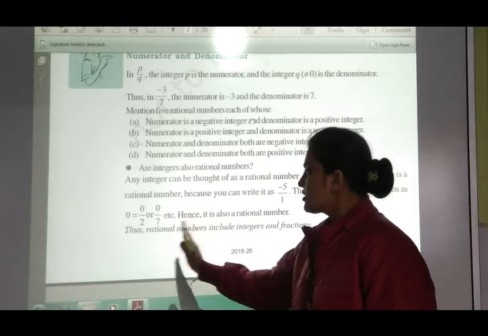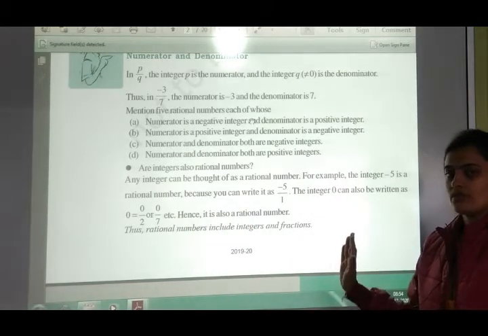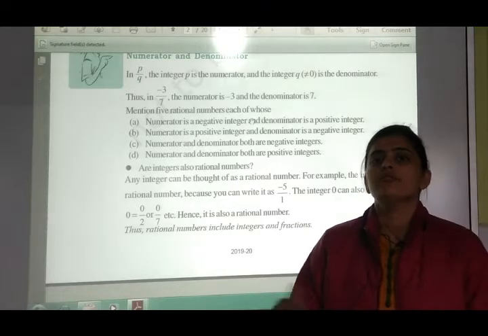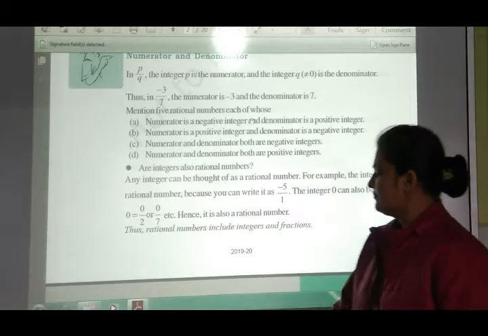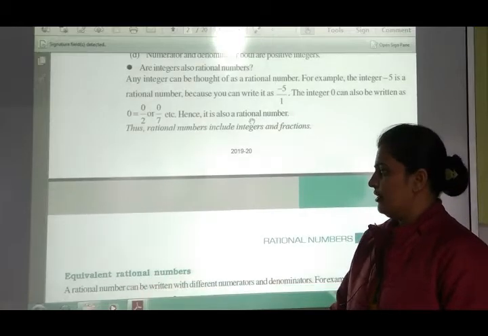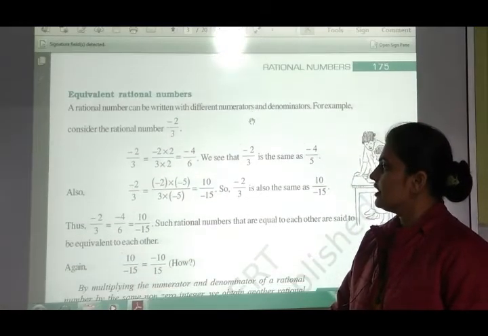Thus rational numbers include integers and fractions. A question can be asked whether integers are rational numbers or not. Then yes, integers are rational numbers. Now the next topic is equivalent rational numbers.